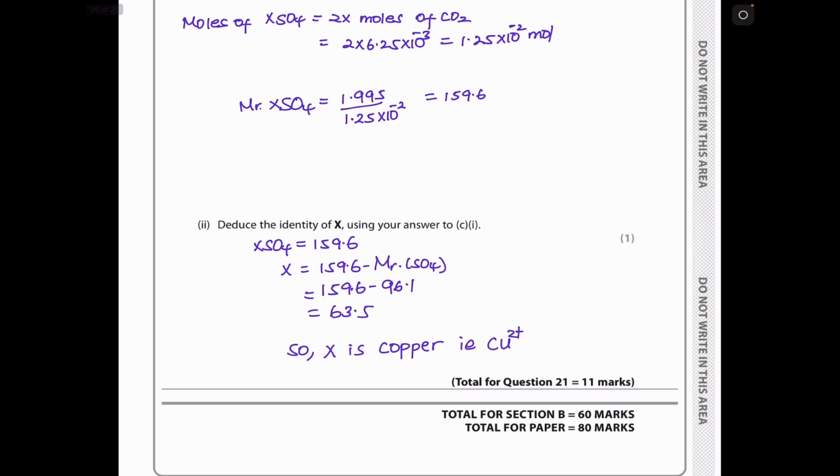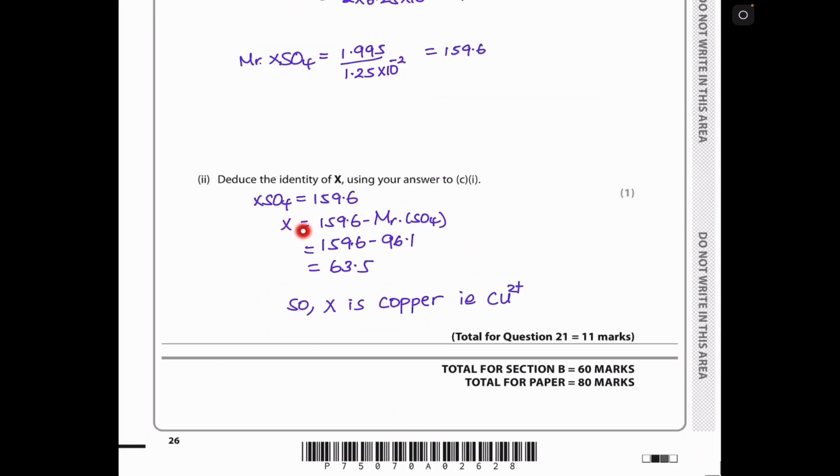And finally, they said deduce the identity of X using your answer in C1. Since I have the relative formula mass of X sulfate to be 159.6, X is going to equal the relative formula mass, which is 159.6, minus the Mr of sulfate. Mr of sulfate is 96.1, so 159.6 minus 96.1 gives us 63.5. And X is going to be copper, or you could say copper(II), as the answer.